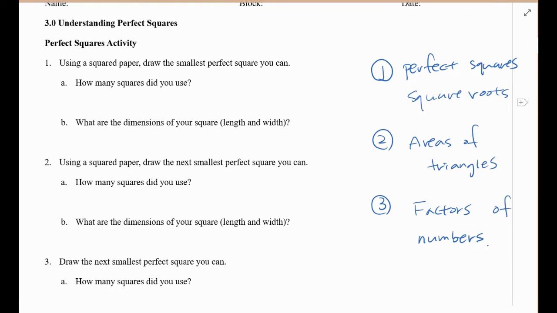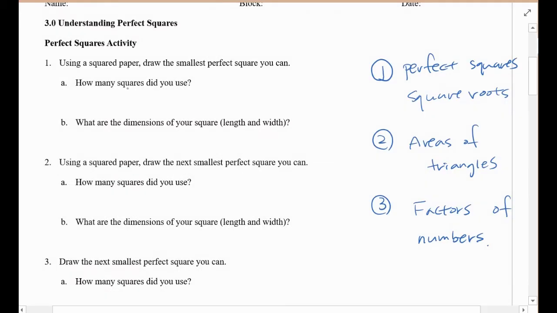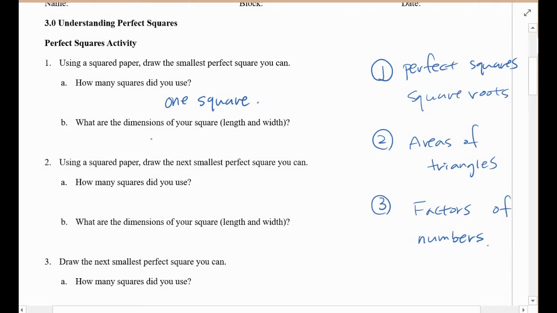Okay, then let's draw the smallest square you can draw. I'm just going to use one box, one square. So here, how many squares did you use? One square. What are the dimensions? If you look at the dimension, one unit is 1 centimeter, so that is 1 by 1. The dimension is 1 by 1.